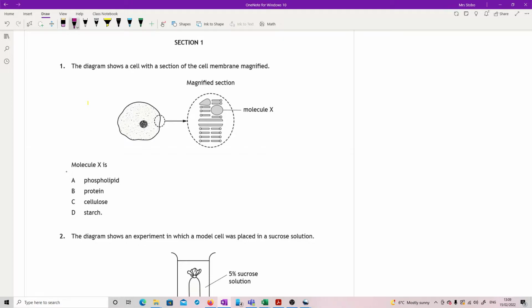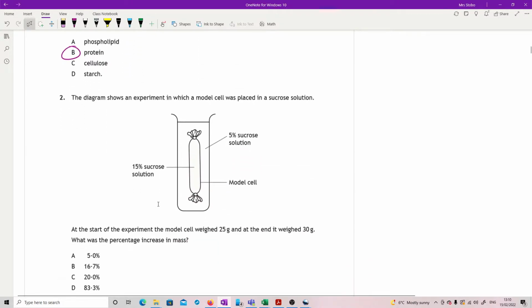Diagram shows a cell with a section of the cell membrane magnified, so a zoomed in section of what's going on. Okay, molecule X is, just go straight, you know this, two parts of the plasma membrane that you have. You've got the phospholipids and you've got the proteins. These are the phospholipids. That is a protein. Okay, cellulose is not involved in this, that's part of the cell wall in plants, and starch is a storage carbohydrate. Okay, I hope you got to the 50-50 at least.